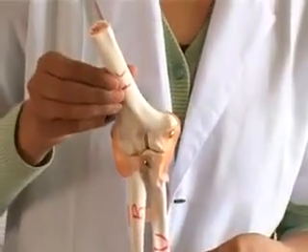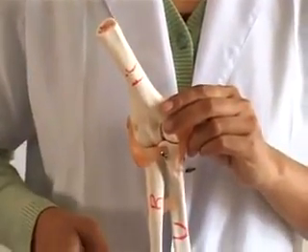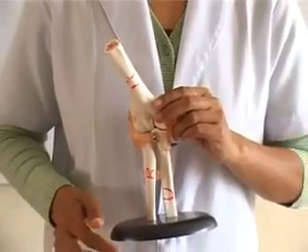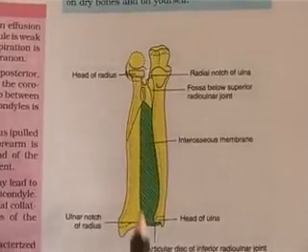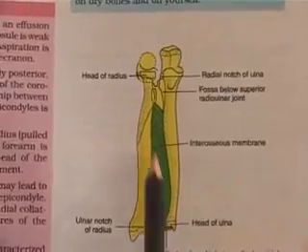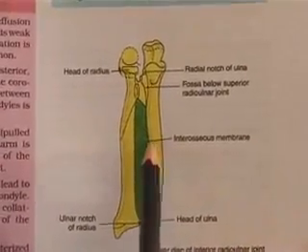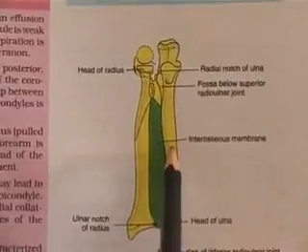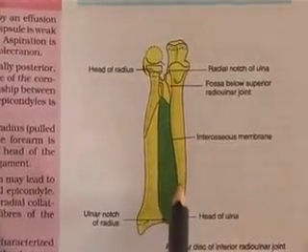It keeps them at proper distance, helps in transmitting weight, and increases surface area for attachment of muscles. The middle radio-ulnar joint is the syndesmosis united by the interosseous membrane. It joins the two bones, keeps them at proper distance, helps in transmitting weight, and increases surface area for attachment.